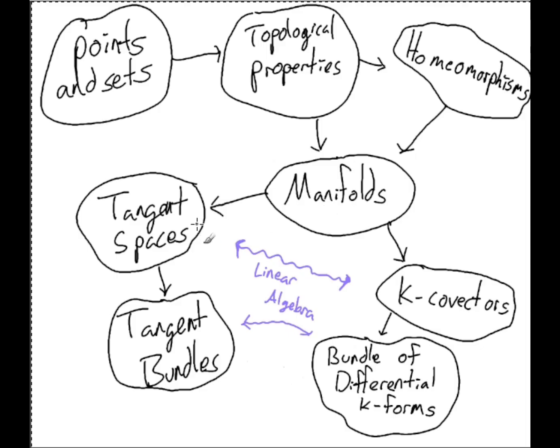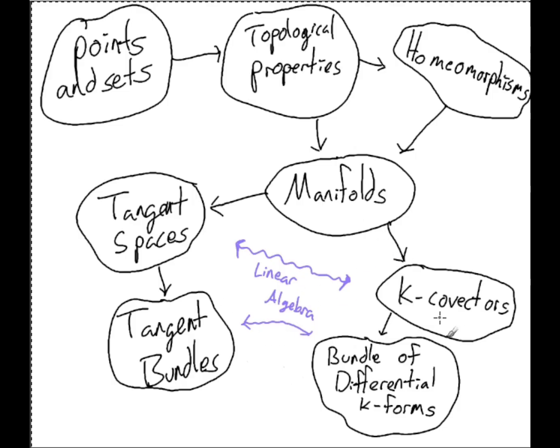If a manifold is embedded in some space, we might care about the space of all vectors that are tangent to the manifold at a given point. If we take all of those points together and look at all of their tangent spaces, we get the tangent bundle. So we'll talk about tangent bundles.